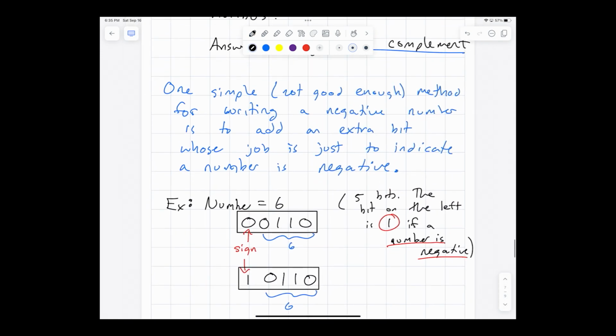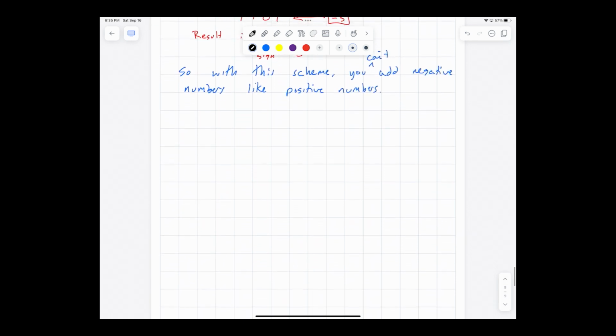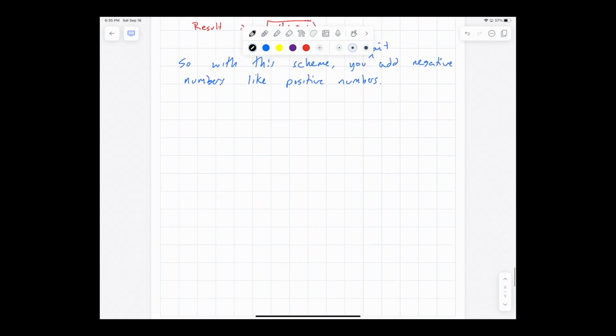And so that's why I said one simple but not good enough method is just to add that extra bit to the end, or to the front actually. Okay, so what's the right way to do it? The right way is to choose complement, which is what we're going to do. So in practice, computers use 2's complement.